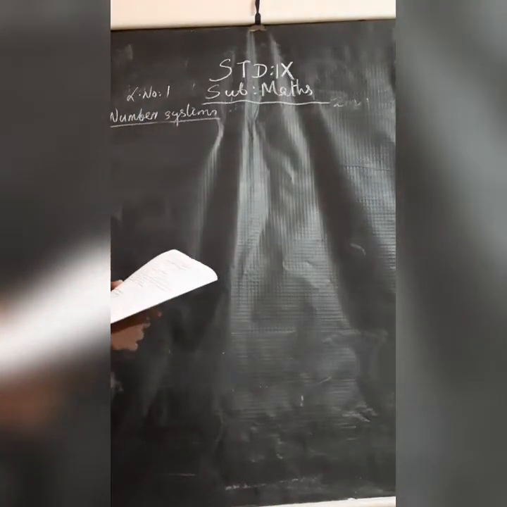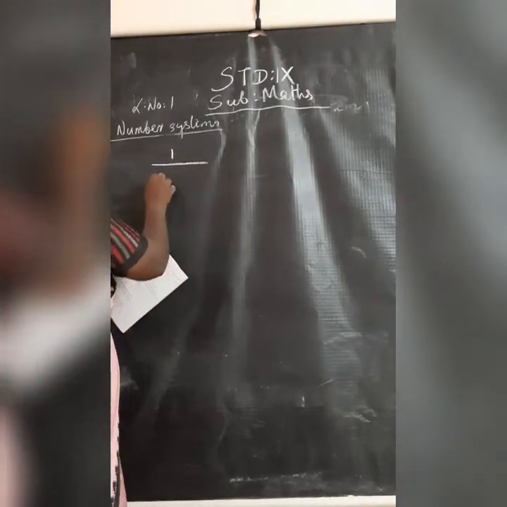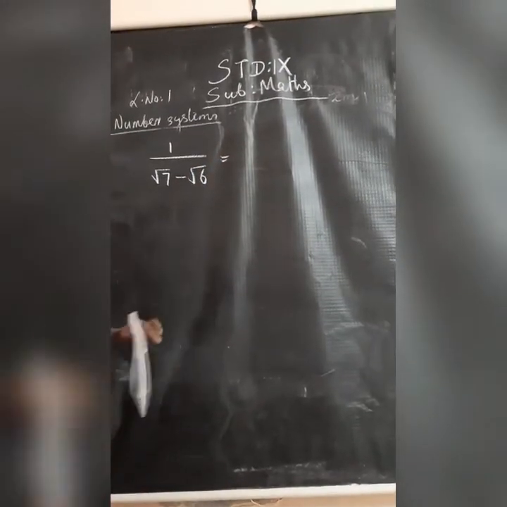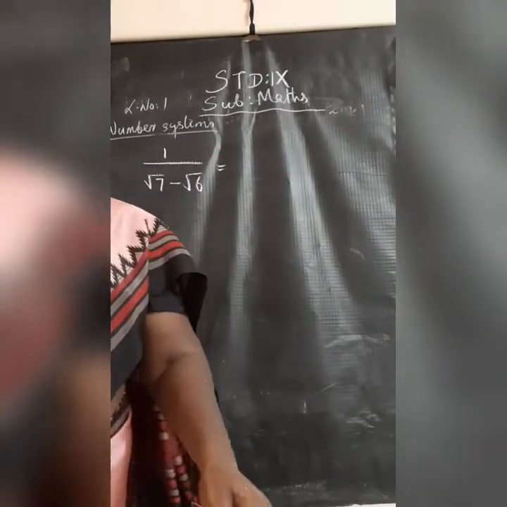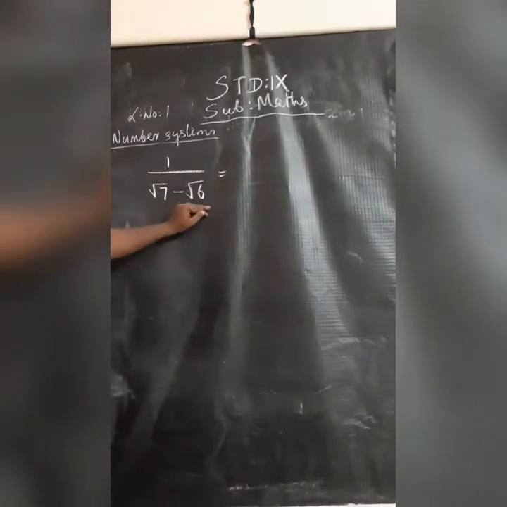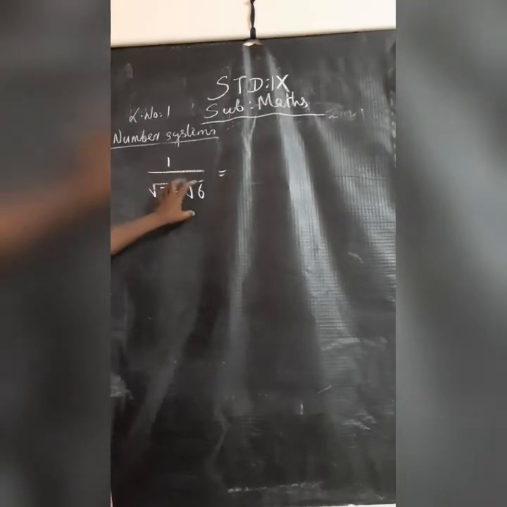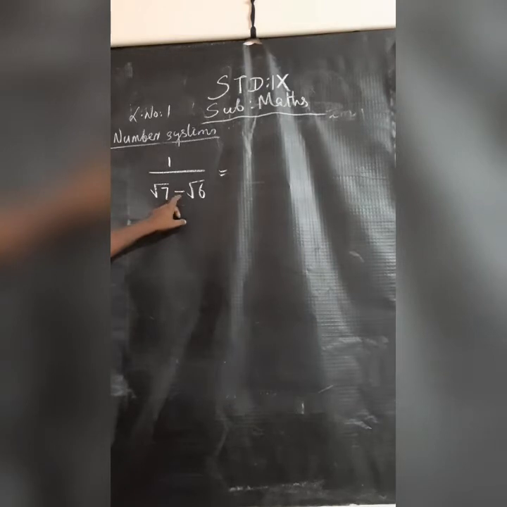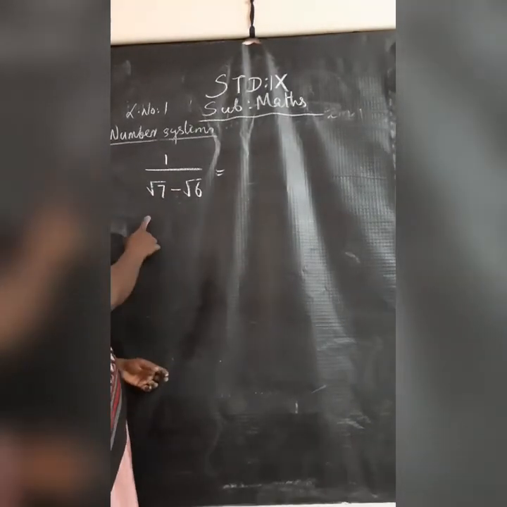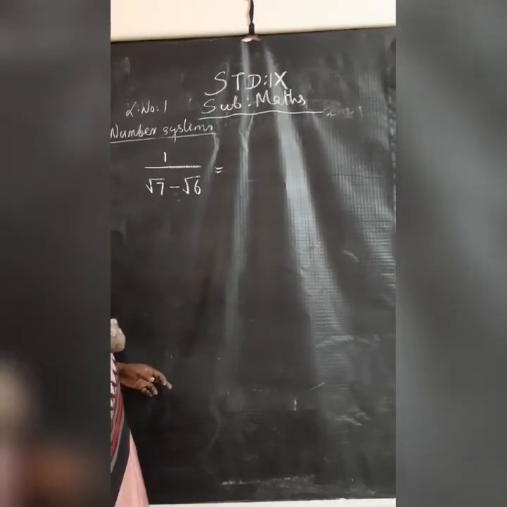Second one, listen. 1 by root 7 minus root 6. See here, in the denominator how many terms are coming? Two terms are there, so we can say it is a binomial. So for the rationalizing factor, how do we get it? You change the middle sign. So the rationalizing factor of root 7 minus root 6 is root 7 plus root 6.